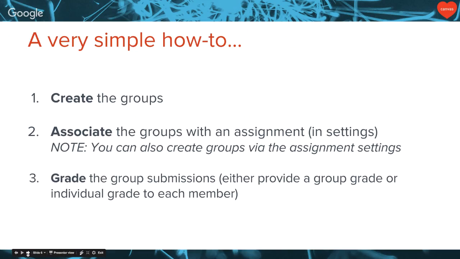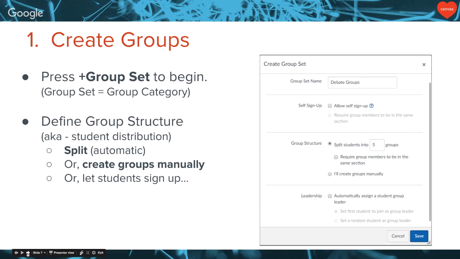So in order to frame this session, let's talk about the simple how-tos of how this works. First, you have to create the groups. In other words, you have to find ways to distribute your students into different groups. Then you have to associate those groups with the assignment that you want them to submit to. So we'll talk about how to set that up in the settings. There is an ad hoc way of setting up groups in the assignment settings, and we'll look at that as well. And then at the end of the assignment lifecycle, you grade those group assignments. And so we'll look at the back end in the SpeedGrader, how those assignments show up in the SpeedGrader. So to start, let's look at creating groups.